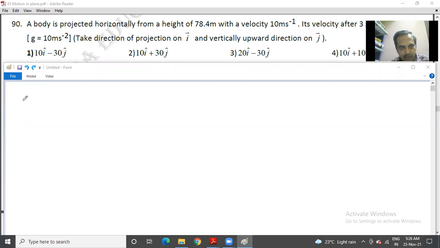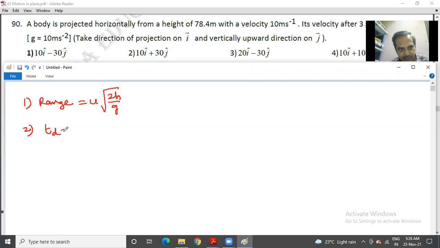So when a body is thrown horizontally from the top of a tower of height h, it is going to have a range. Range is equal to u into under root 2h by g. The second formula you had is the time of descent, which is under root 2h by g. So this one is range.